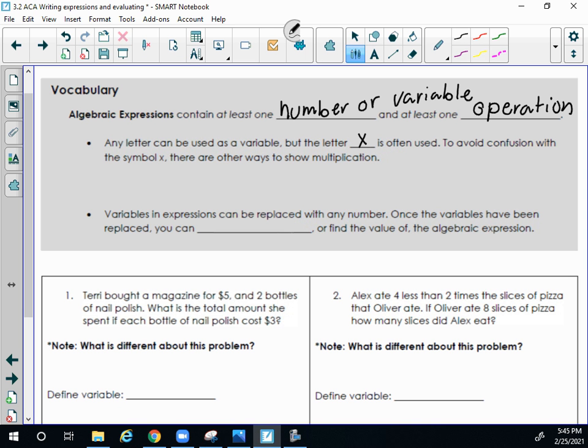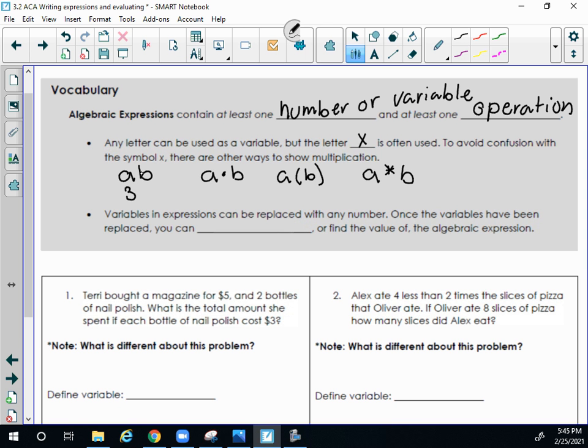So to avoid confusion with the symbol X for multiplication, there are other ways to show multiplication. For example, we've talked about all of these ways, but just as a quick review, we have A, B right next to each other, A times B with a dot, A times B in parentheses, and sometimes, typically on a computer, you might see a little asterisk, A times B. Remember that all of these letters represent numbers, so I could put numbers in any of these.